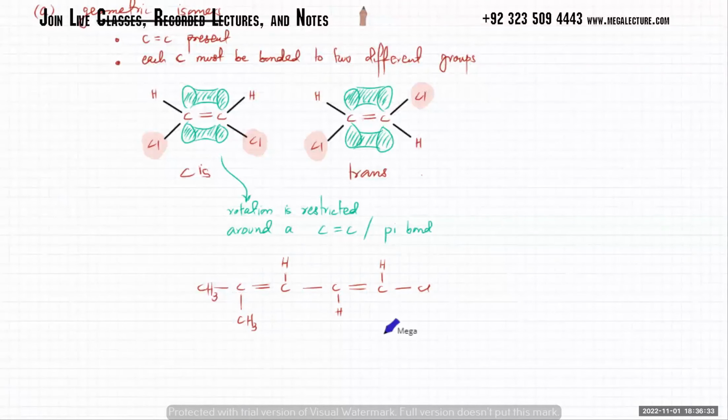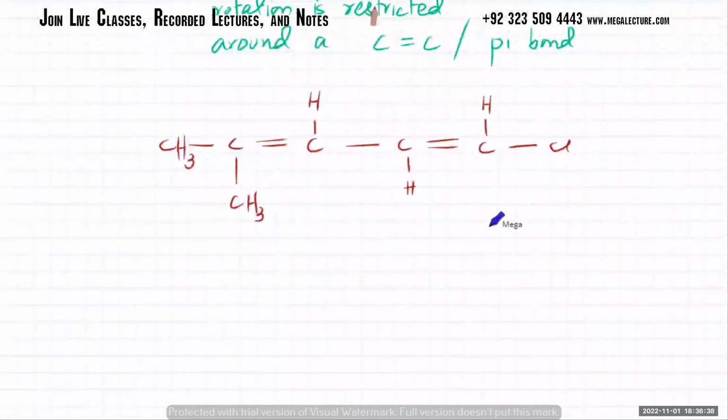So out of these, tell me which one, around which double bond, the left one or the right one, will have geometric isomerism? Right one. Okay, it's the right one.